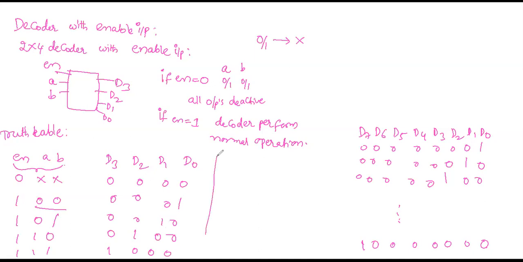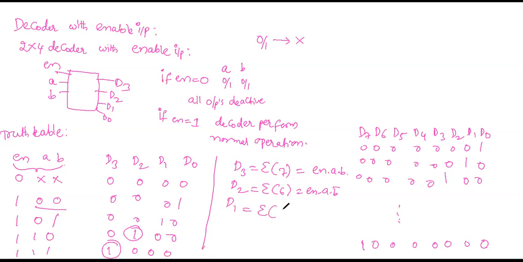So, how to write the expression? D3, when it is 1, when input is 7, it is 1. So, what is the input combination? Enable is 1, A is 1, B is 1. D2: enable is 1, A is 1, B is 0. That is 6. Enable A, B bar.